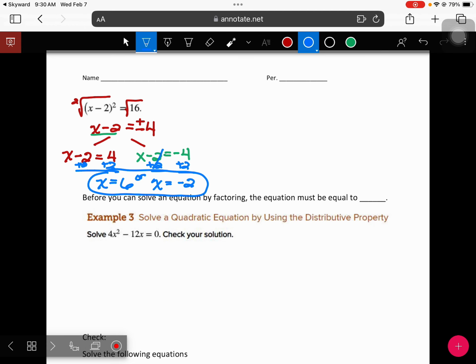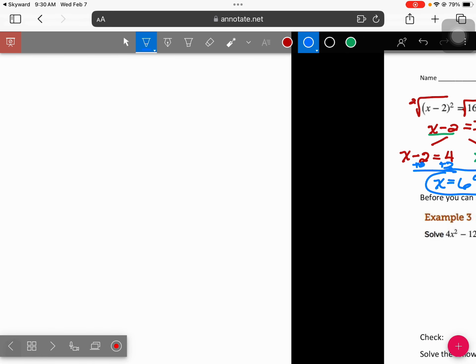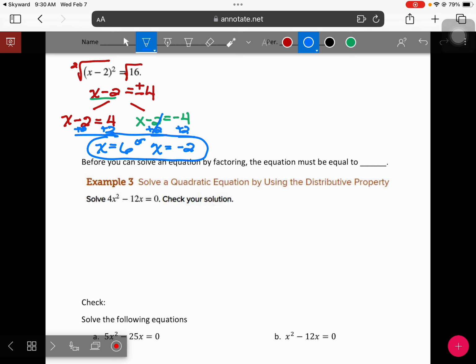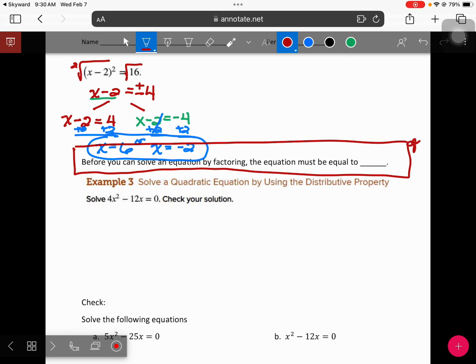If you have an x squared, is it isolated by itself? If so, take the square root and see what you get. Now, I want you to box this statement right here. I want you to put an asterisk, maybe 4, 3, something. Very important. Before you can solve an equation by factoring, the equation must be equal to 0.